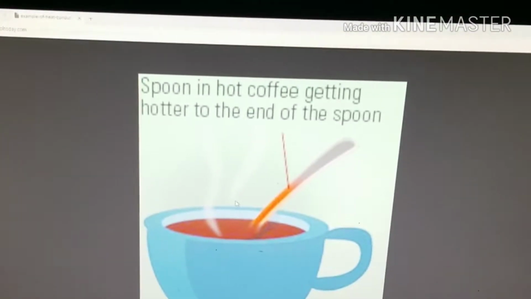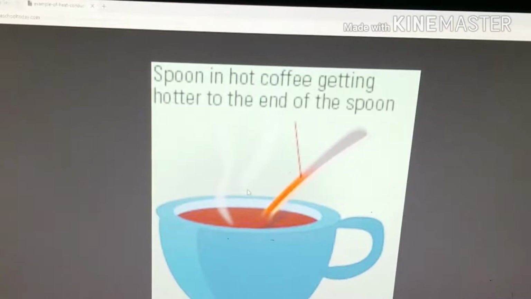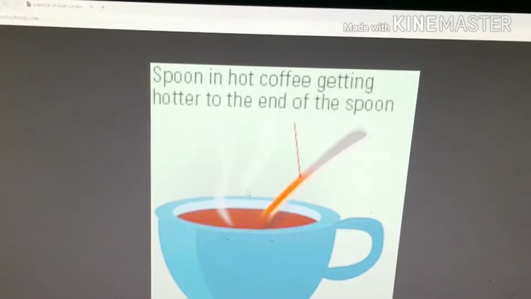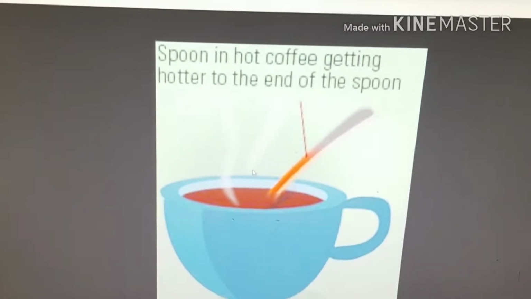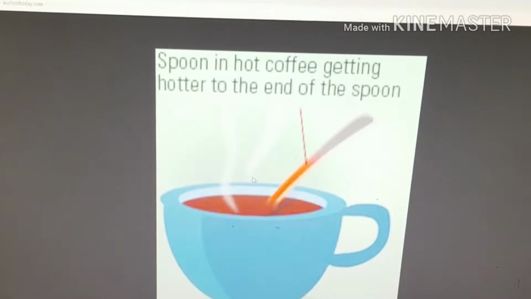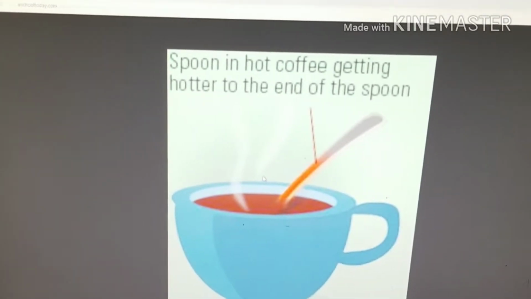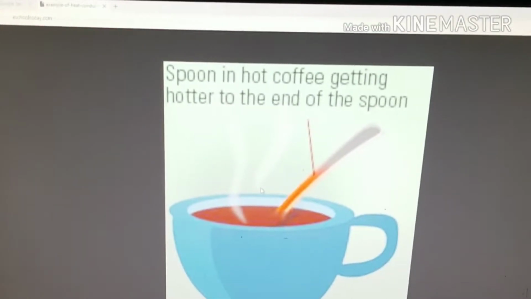That is because the metal spoon is a great conductor. A conductor basically explains something that is very easily transferable to heat. So basically what I'm saying is the metal spoon can easily be transferred heat to, as it's a great conductor, or it conducts the heat or the thermal energy.